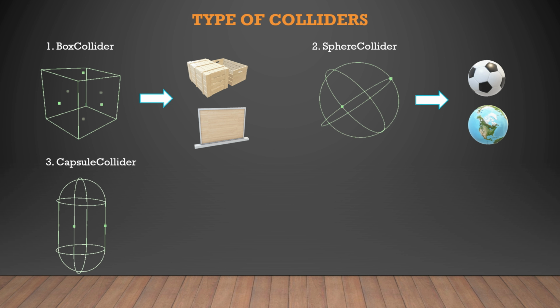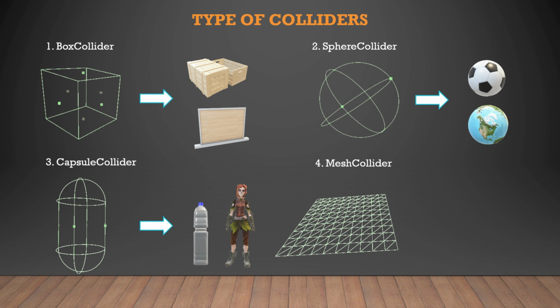This is ideal for capsule-shaped objects like a character or a bottle. The final one is mesh collider. This is used for complex or custom 3D shapes, if your object doesn't fit into any of the standard shapes. It works best for car environments. All right, let's jump into Unity and see how colliders actually work in action. And let's get started with some practical collider work.